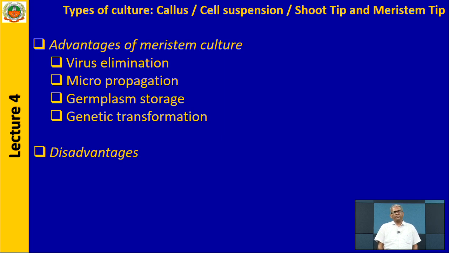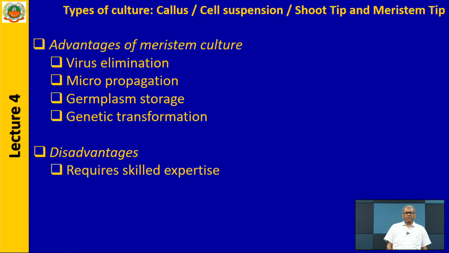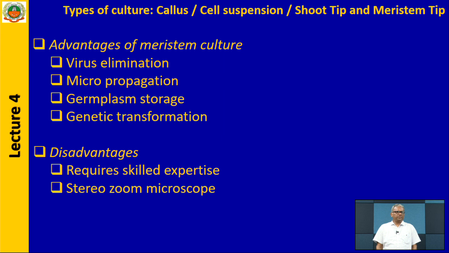The main disadvantages include that you need skilled expertise because we need to isolate meristems, for which we need a stereozoom microscope. So, a person who is skilled in using microscopes and who has knowledge of the botany of the plants is essential for doing meristem tip culture.